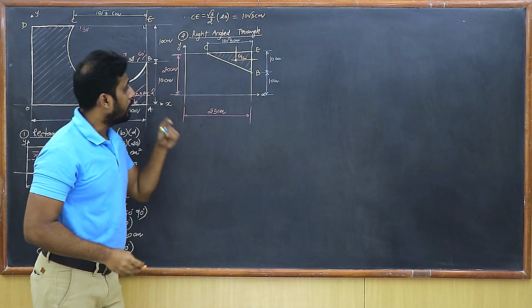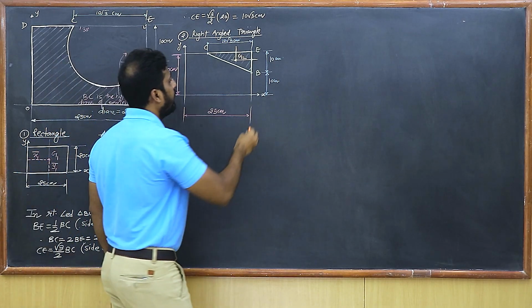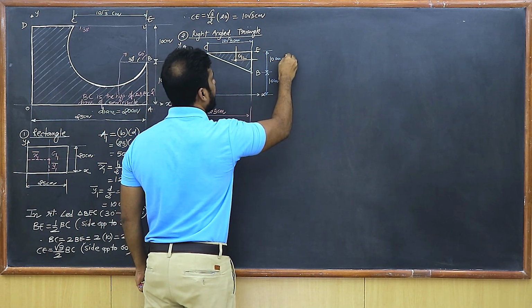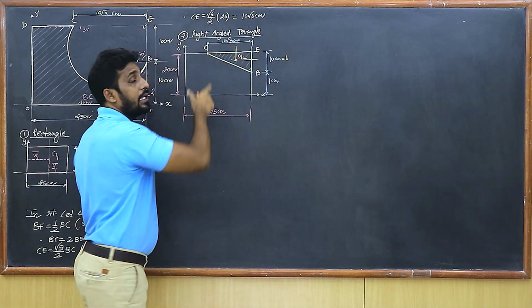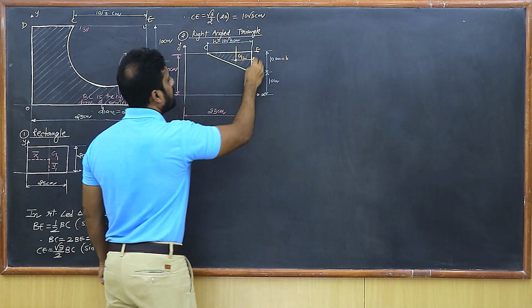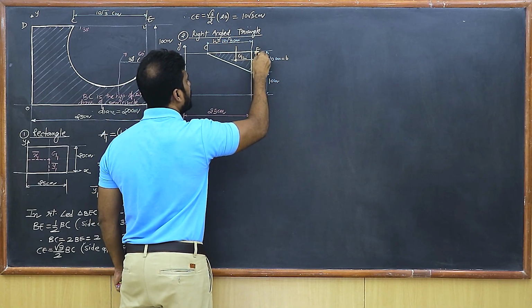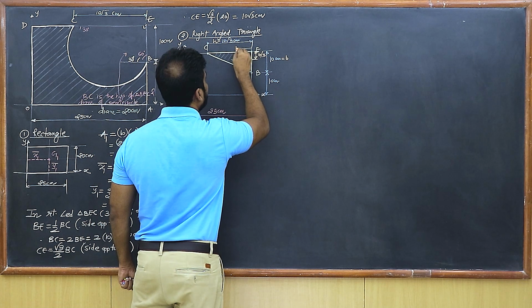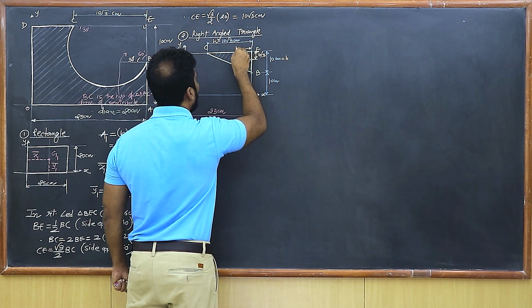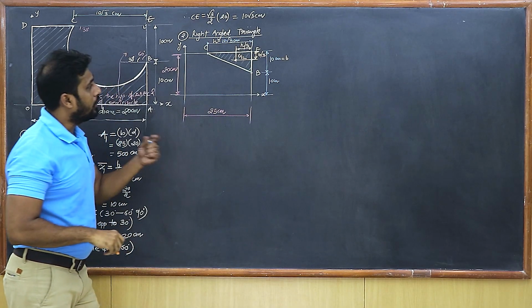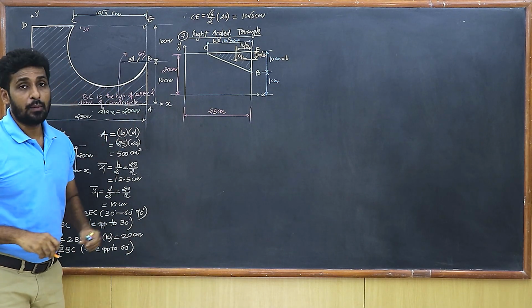Further, let's identify the distances also very quickly. So if I call this 10 centimeter as, say, B, the bigger length I'm going to call it as H, let us say. So this is H. So these distances are going to be, the smaller distance is going to be B upon 3, whereas this distance is going to be H upon 3. So this is H upon 3.